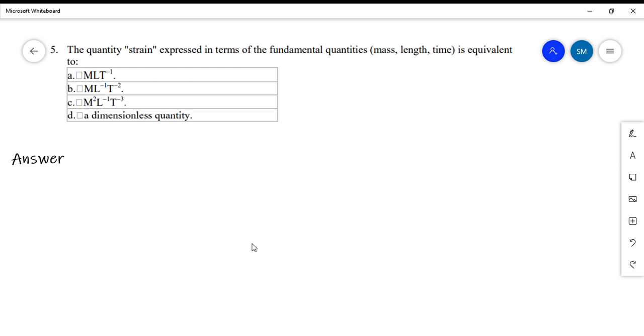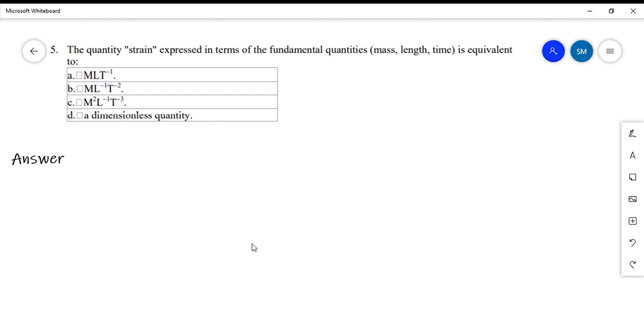Okay. The quantity strain expressed in terms of fundamental quantities, mass, length, and time is equivalent to. Here he wanted to know the dimensional formula for the strain. As I just said in one of the questions, strain has no unit because it's the ratio between a length and a length. It's the ratio between delta L and L naught, and delta L is a length and L naught is a length. So it is a dimensionless quantity. So the answer is D.